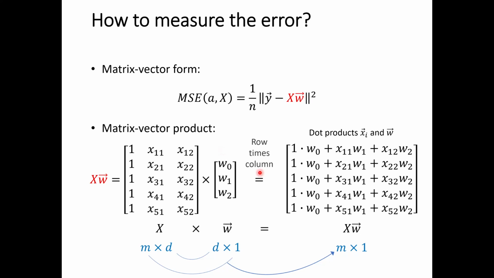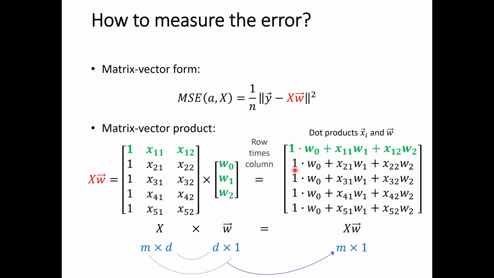The main rule of matrix multiplication is that a row of the first matrix is multiplied by a column of the second matrix. This means that to get the first element of the resulting vector, we multiply the first row of matrix X by the vector W. To get the second element, we need to multiply the second row of the matrix by the vector.